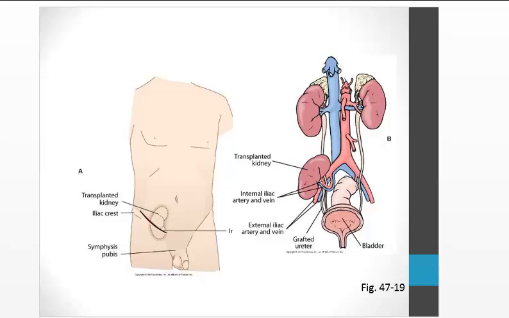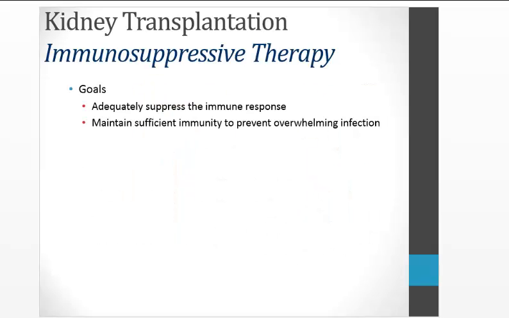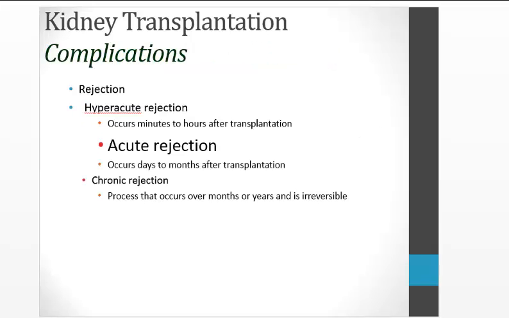Okay, so knowing that, moving on to immunosuppressive therapy. Obviously with a kidney transplantation, the goal is going to be to adequately suppress the immune response and to help maintain sufficient immunity to prevent overwhelming infection. Know that those patients that have had a kidney transplantation are on immunosuppressive therapy for the rest of their lives, for as long as they have that kidney. And so it is a lifelong goal to help prevent overwhelming infection or to suppress the immune response. So they will be on that medication for life.